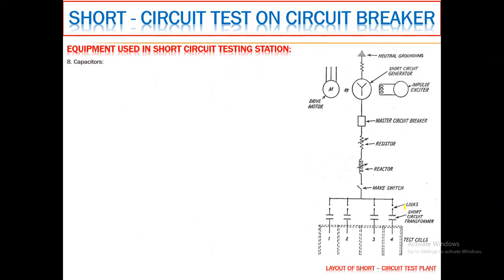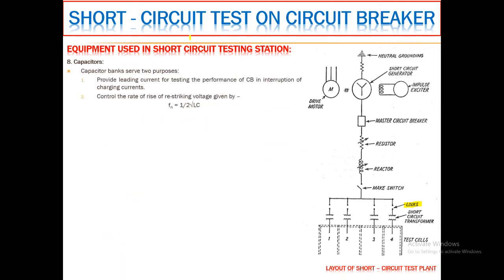The other is the capacitor links, which you can see over here, just connected right before the short circuit transformer. Capacitor banks are normally used for two purposes. Number one, it provides a leading current for testing the performance of the circuit breaker in interruption of charging current, and second, it controls the rate of rise of the striking voltage, where the frequency can be calculated from this formula: 1 upon 2π√(LC).